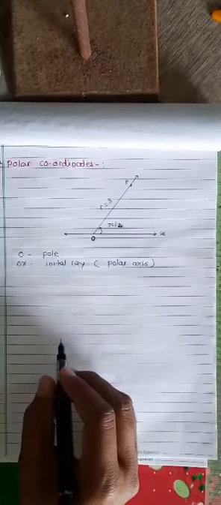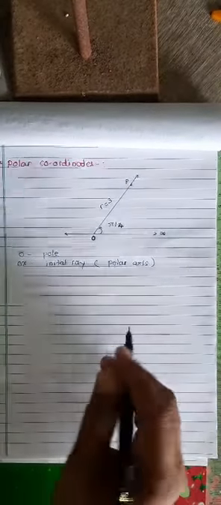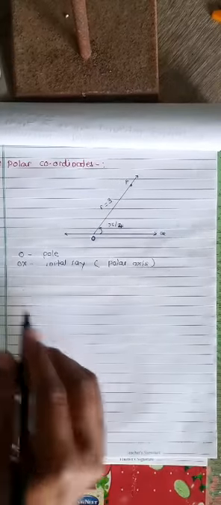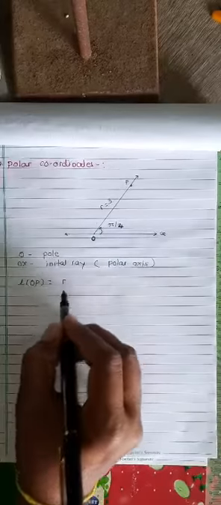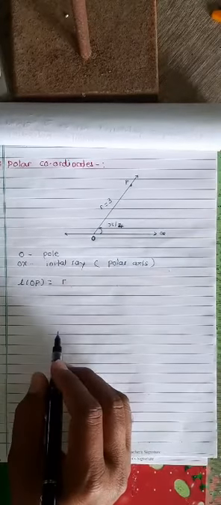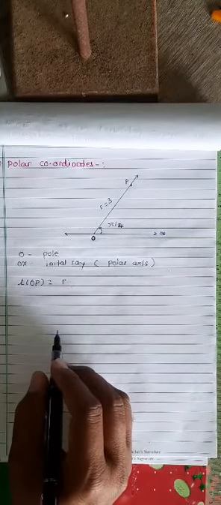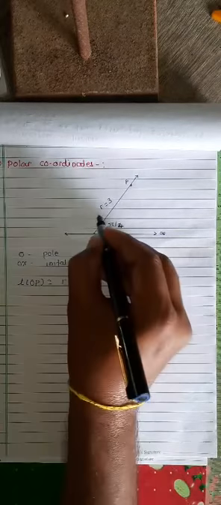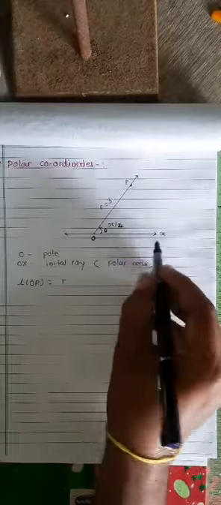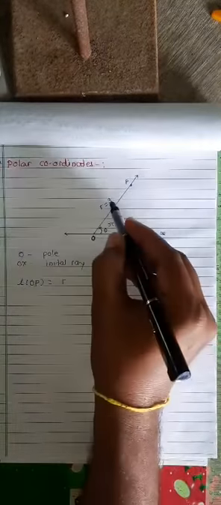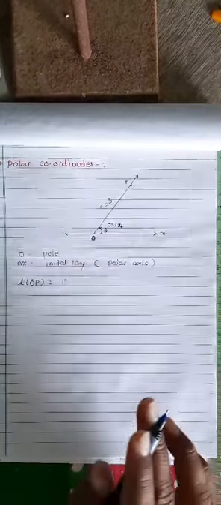If P is any point on the plane, then the length of OP is equal to R. Suppose this is R and this is theta. The angle between OX and OP is theta. I have taken 3 and pi by 4 as an example here.